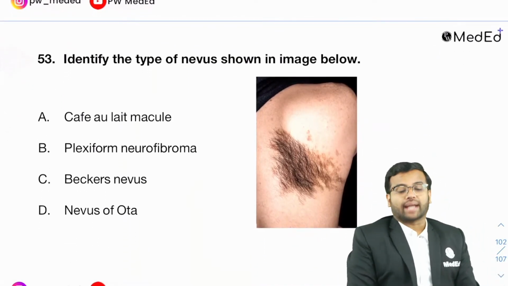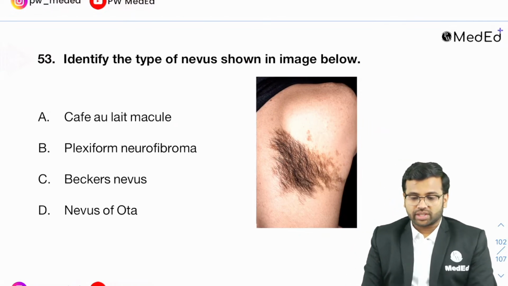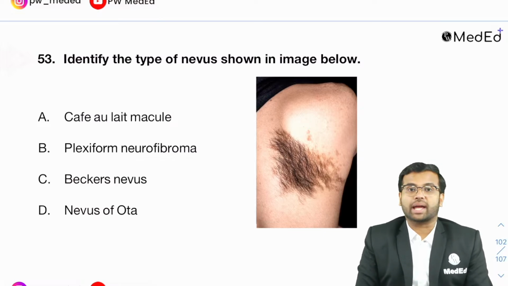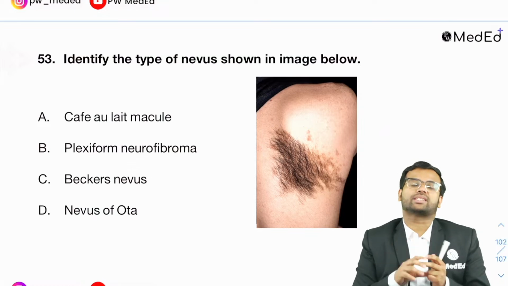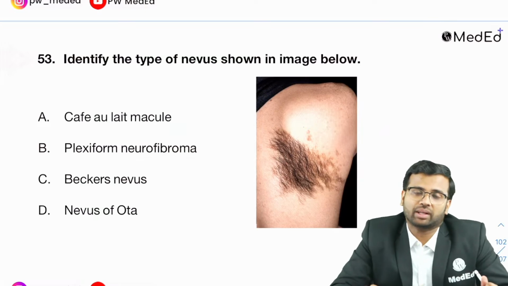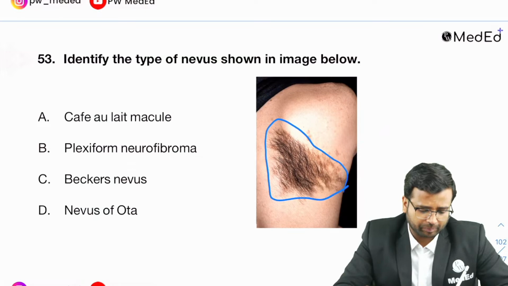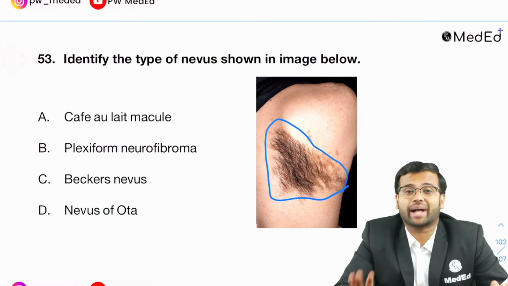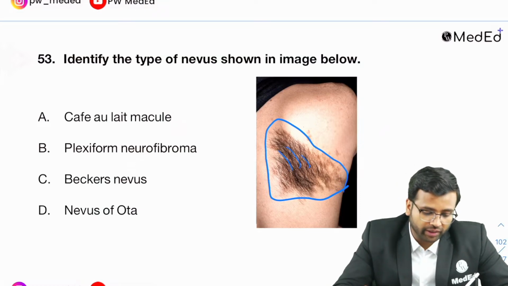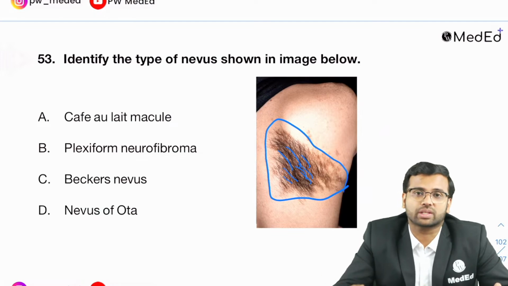Identify the type of nevus that is shown in this image. Shiva Shankari, Medpsycho, all of you are answering well. Now let's see what type of nevus this is. Let us not look into the options first. In this image, you can see a hyperpigmented brownish patch over the trunk of a patient along with increased hair growth, which means hypertrichosis is also present.